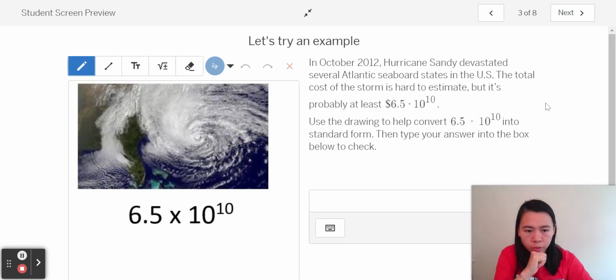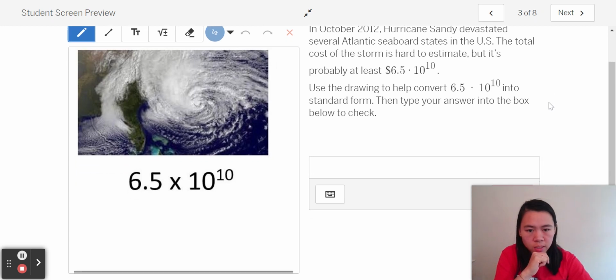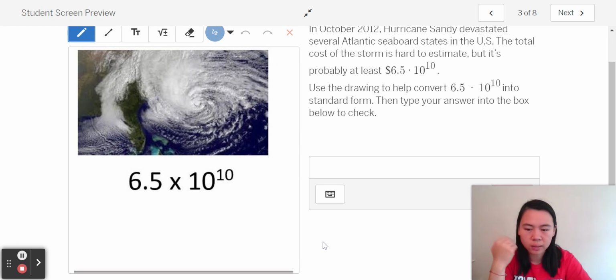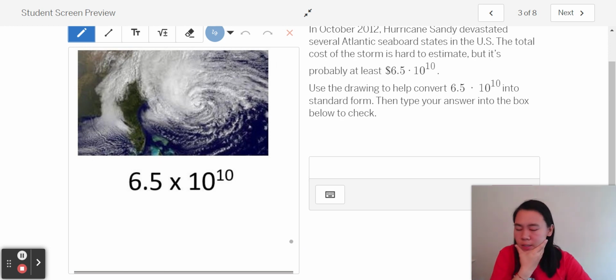In October 2012, Hurricane Sandy devastated several Atlantic seaboard states in the U.S. The total cost of the storm is hard to estimate, but it is probably about this much. So we want to rewrite this into standard form. So it's already in scientific notation. What kind of number is this really in standard form, with the string of zeros? Let's see. So my first recommendation is to look at this exponent and see what it tells you.